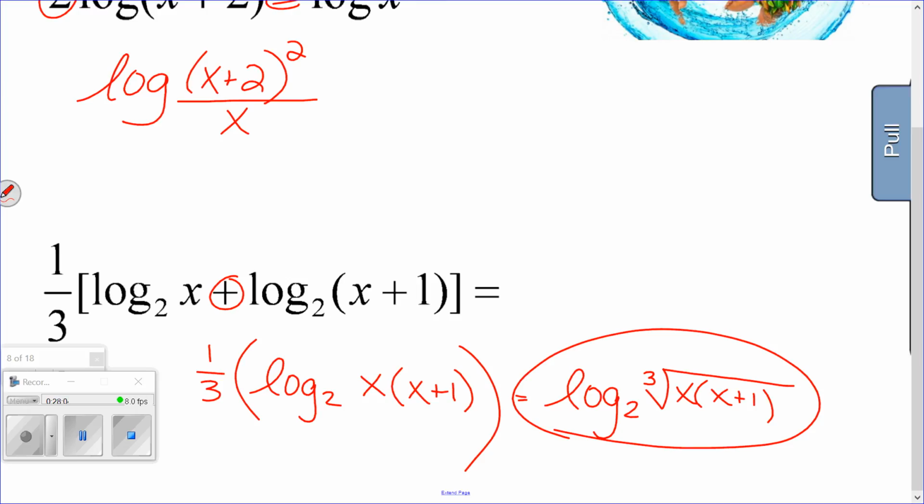How are we feeling right now with the basic properties? Horrible? Super easy and horrible all in the same class. All right.